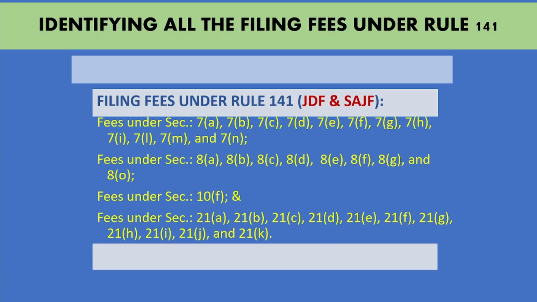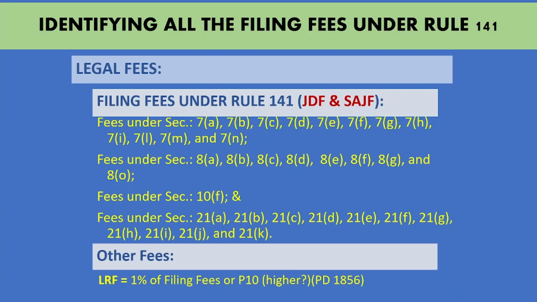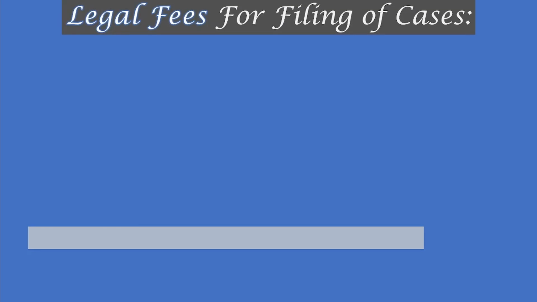So with all of these filing fees, there is another fee, the LRF. So you're going to compute the 1% of the LRF or 10 pesos, whichever is higher. Now we're done identifying all the filing fees under Rule 141 for the lower courts. Now we're going to group these filing fees into three according to the three categories we discussed earlier: the filing of cases, the filing of applications, and other services.